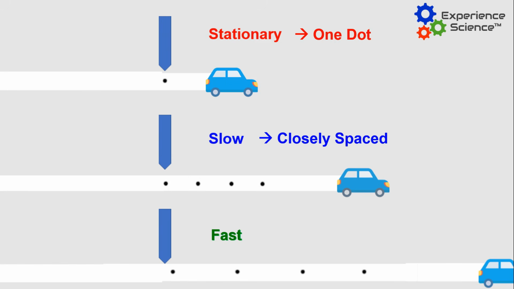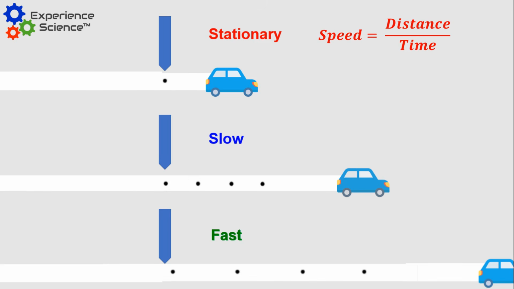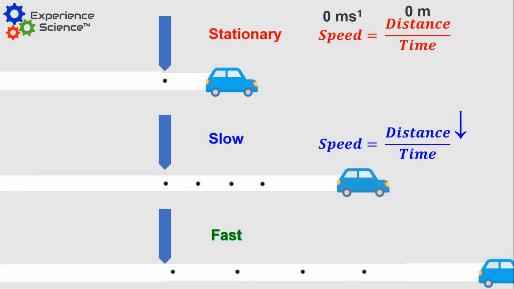For the slow-moving car, the dots are closely spaced. For the faster-moving car, the dots are spaced further apart since the paper is being pulled across at a faster rate. Since the speed is equal to the distance divided by the time, for the stationary car, it did not move at all, and so the speed is 0. For the slow-moving car, since the distance between each dot is smaller, the speed is also lower. And for the fast-moving car, since the distance between each dot is greater, the speed is also higher.